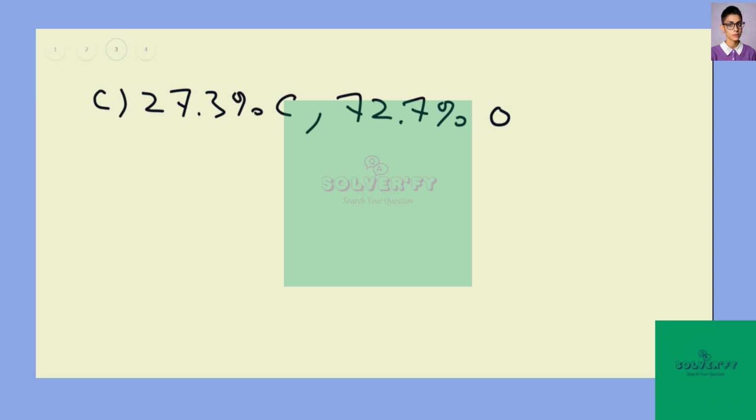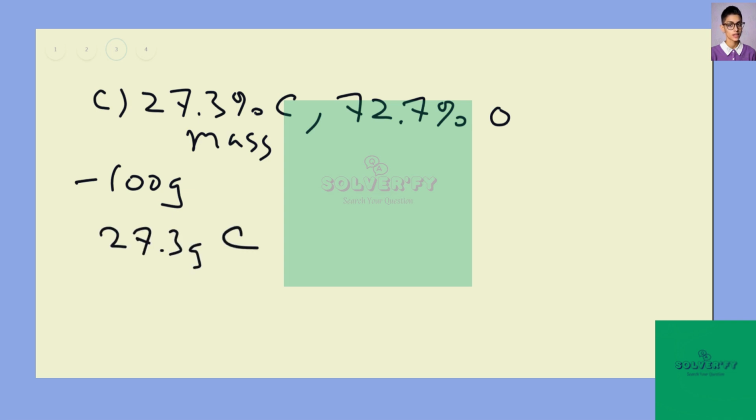Okay, so last but not least, we have 27.3% mass percentage of carbon and also 72.2% of oxygen. Okay, so we want to convert the mass percentage to number of moles. So first of all, for mass percentage, the whole is 100%. So we can assume we have 100 grams of our substance or our compound. So therefore, the carbon will be 27.9 grams of carbon, and oxygen will be 72.7 grams of oxygen.